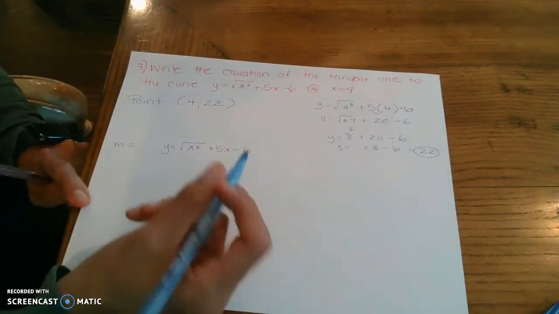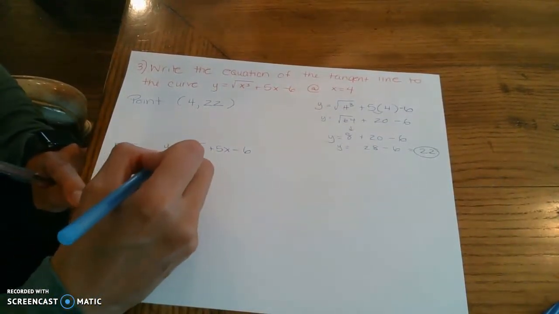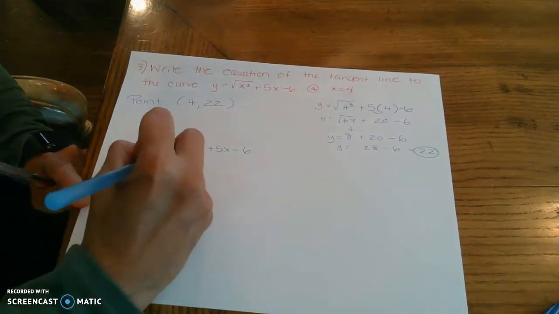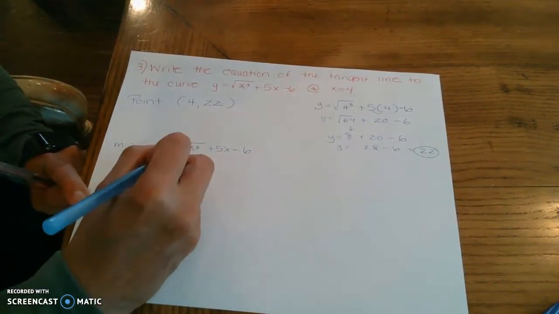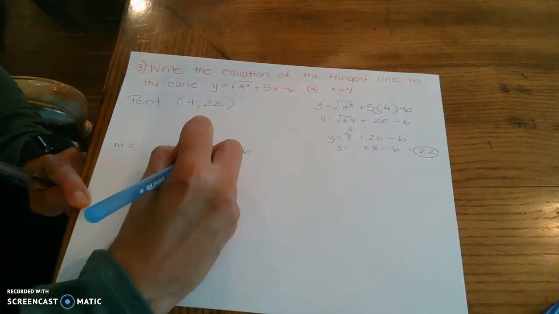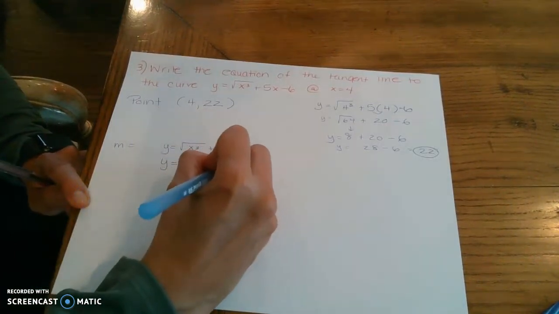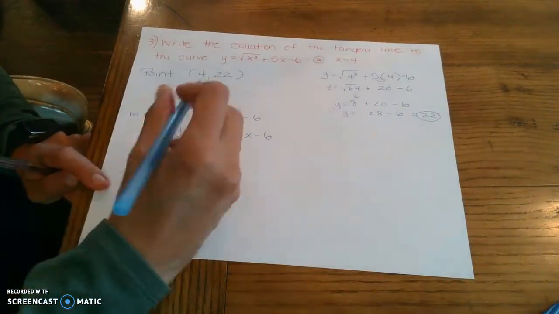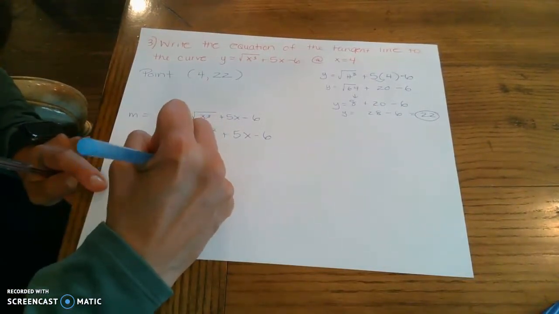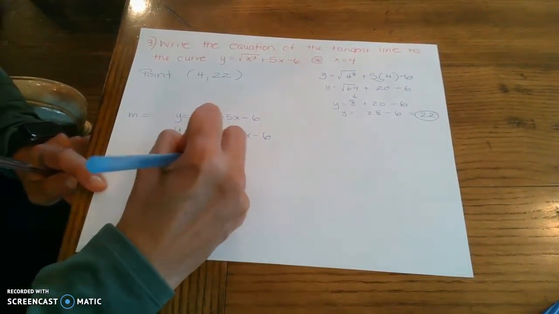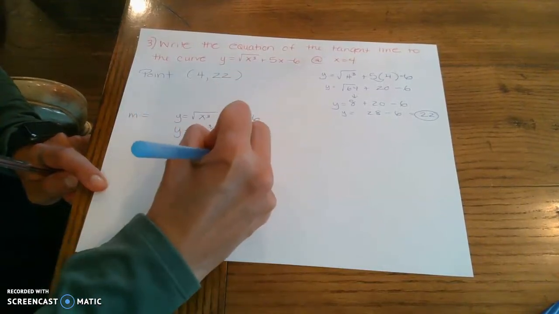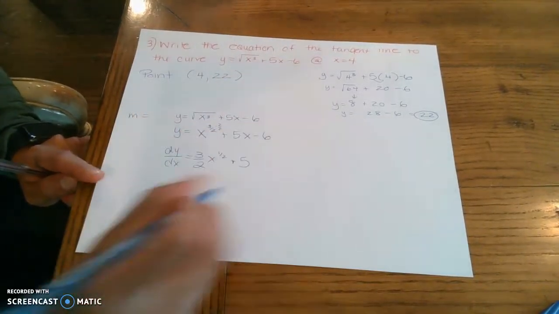So now I'm almost done. I just need to find the derivative, but I definitely can't take the derivative in this form. I need to rewrite this. Power over root, x to the 3/2 plus 5x minus 6. So when I take the derivative of this, dy/dx is equal to the 3/2 comes in front, and I drop the exponent by a whole, so I get x to the 1/2 plus 5.